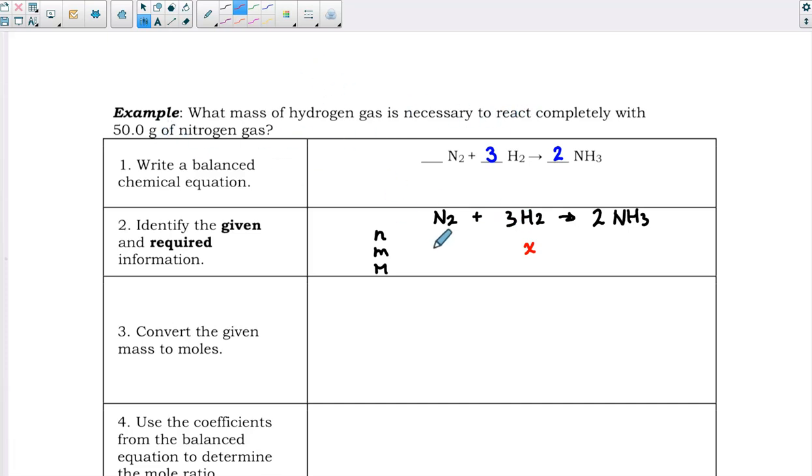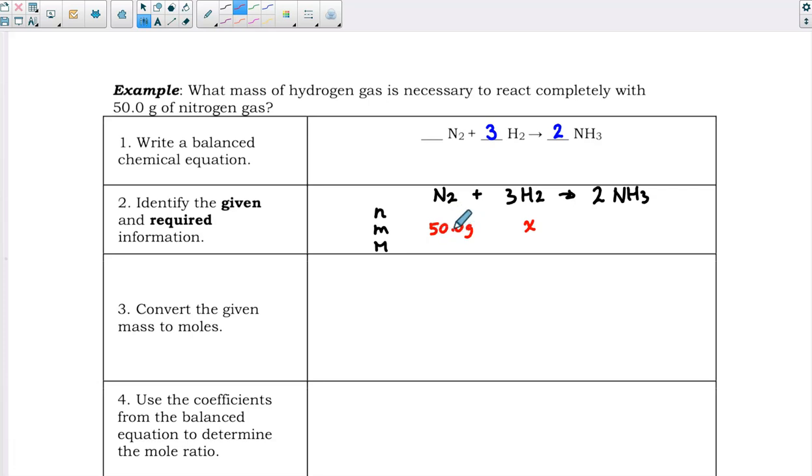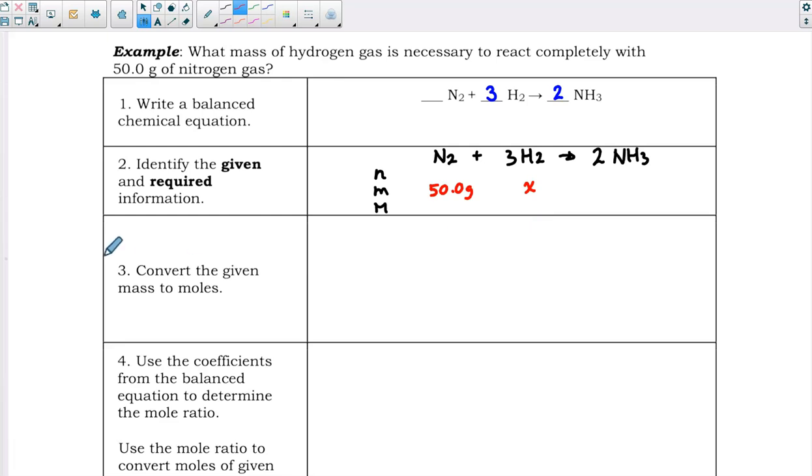We know we have 50.0 grams of nitrogen gas. Okay, so we can see you have this value here. We're interested in finding the mass of this. So the first thing we're going to do is convert this given mass to moles. You know the molar mass of this N2 is going to be 2 nitrogen. So if you take 2 multiplied by 14.01, you're going to get 28.01 grams per mole.